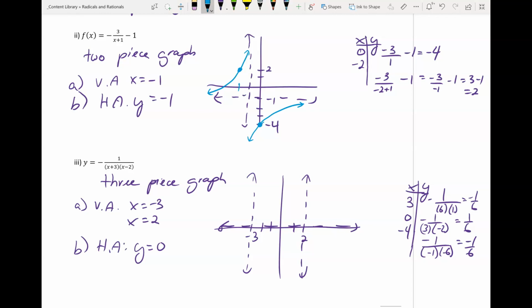Okay, so now I'm going to go ahead and start graphing these points. Because we have a fraction for our y values, I'm not going to put in the scale for my y. Instead, I'm going to label my points. I'm going to say that this is 3, -1/6, and that this is 0, 1/6, and then -4, 1/6. I'm going to follow the same shape as a 3-piece graph. So my arms are going to hug the asymptotes.